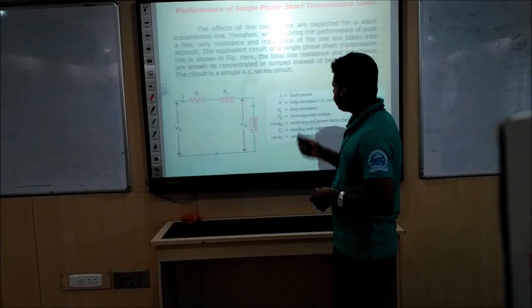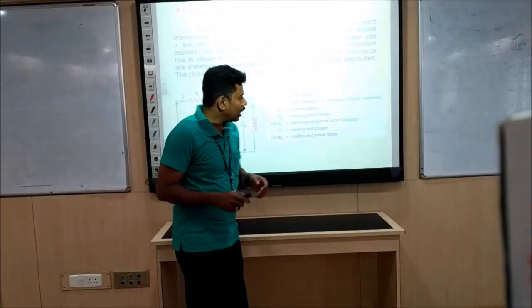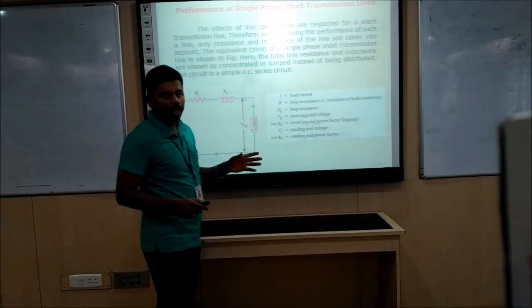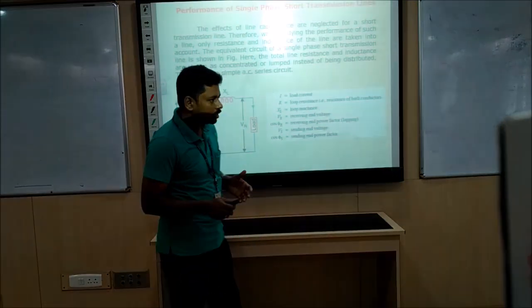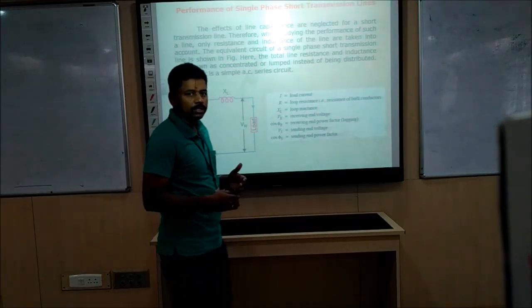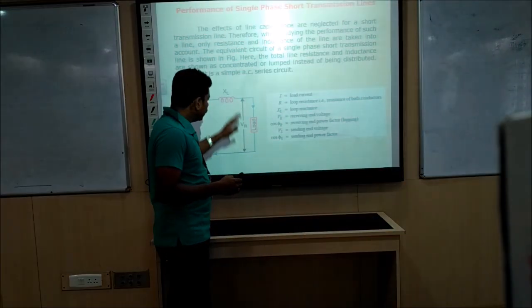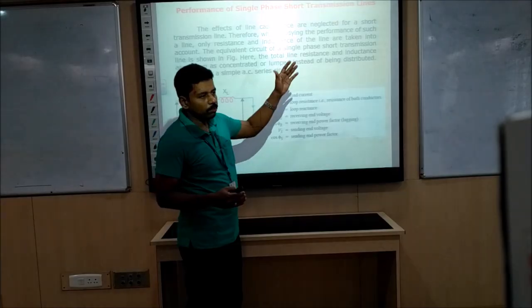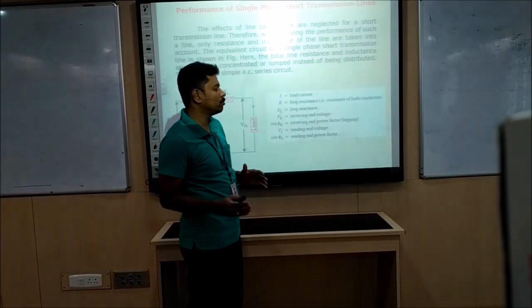First one is the short transmission line. In short transmission lines, we assume that all the transmission lines are analyzed in the per phase model. That means, since it is a balanced system, we assume that the system is balanced. When discussing all the models, short, medium, and long transmission line, the line which is considered is a per phase model.